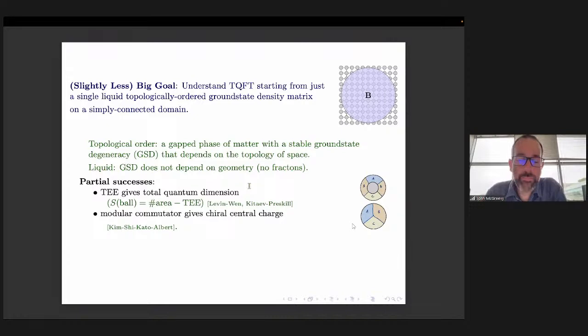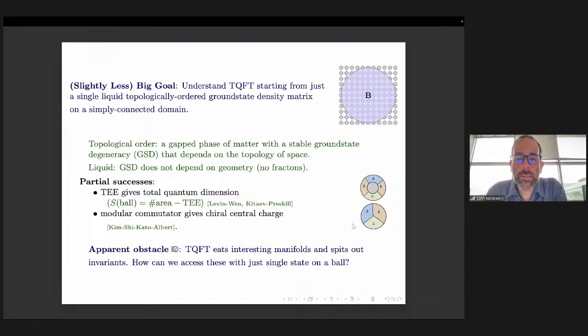And an apparent obstacle, which I'll call the frowny face, is that a topological field theory is a machine that eats interesting manifolds and spits out invariants. So you want to be able to input into the topological field theory a genus 12 Riemann surface or something like that, and get some number. But if I'm only telling you the wave function on a ball, you might think, how can I possibly learn anything about closed manifolds? I'm going to explain how to overcome this problem. That's where Kirby's torus trick comes in.